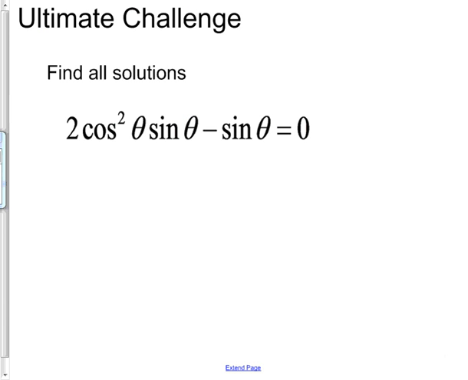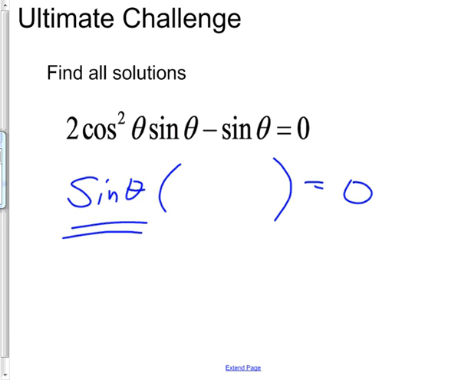The ultimate challenge one. The other day, we did this one, and the key to it was nobody knew where to start on this thing, so I suggested that you do something, and by now I hope you can just see it. Factor it. What do you factor out of it? Sine. And then you've got two things being multiplied equaling 0, so this has to equal 0 or that has to equal 0.